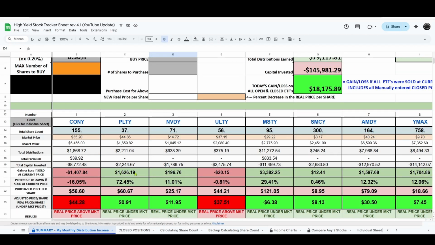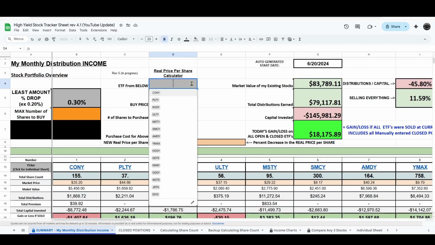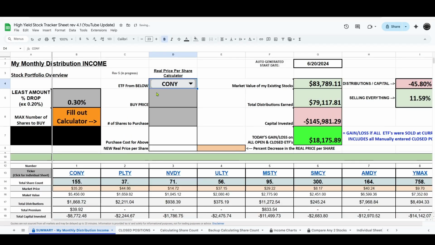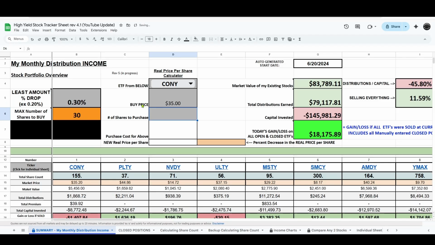So the first one, we'll just punch in CONY right here. I do the drop down, I select CONY. My buy price is the price I purchased at today, and I bought those shares for $35 each. And how many did I buy? I got 20 more shares. As you can see right over here, this is calculating that percentage drop that I would prefer to get. Right now I've got it at about a 0.3%.